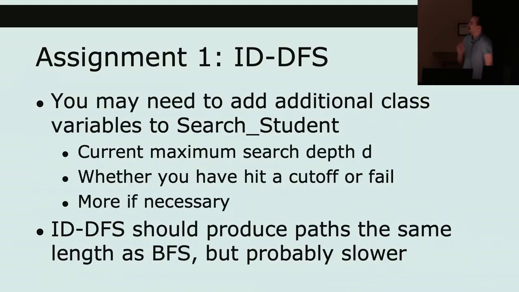You may need to add additional class variables to the student search class. That's fine. You can add whatever you want to that class, as long as you do not rename any existing variables. Because if you rename existing variables that are used by the user interface, then it will crash. Okay, so just don't rename anything, but add whatever you want. ID-DFS should produce paths the same length as BFS, but probably a little bit slower.